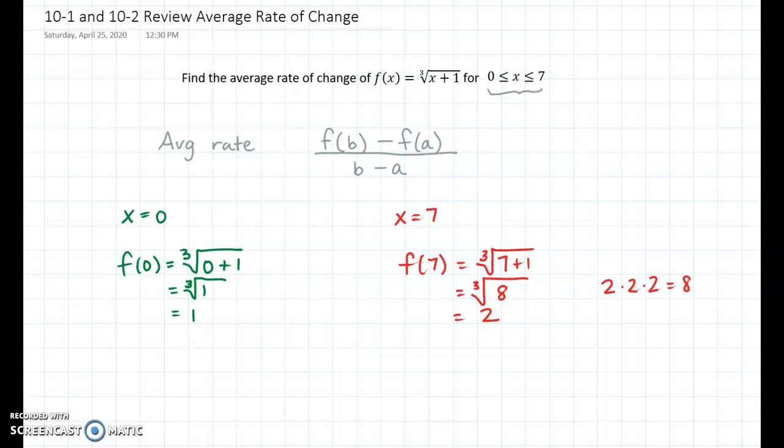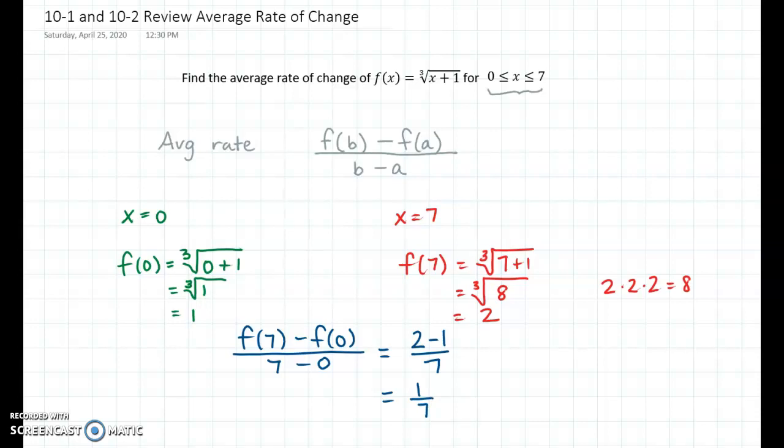So now if I want to find the average rate of change, I'm going to put this into notation so we can see it. I'm going to use f of 7 minus f of 0 over 7 minus 0. F of 7 was 2, f of 0 was 1, and 7 minus 0 is 7. So the average rate of change is 1/7 on that interval.